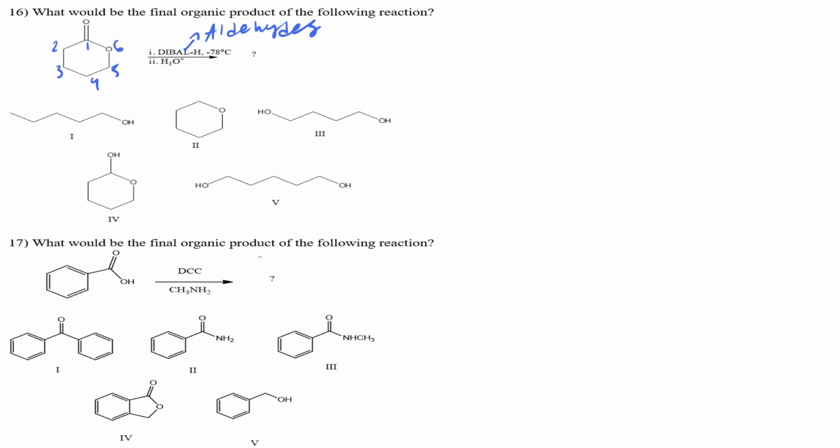So for number 17, what would be the final organic product of the following reaction? Now we're working with DCC, and we have this weird compound. All that happens whenever you're reacting with DCC is that you remove the alcohol, and instead you replace it with the nitrogen. So now we have NH2 CH3. So this would be the new answer choice.